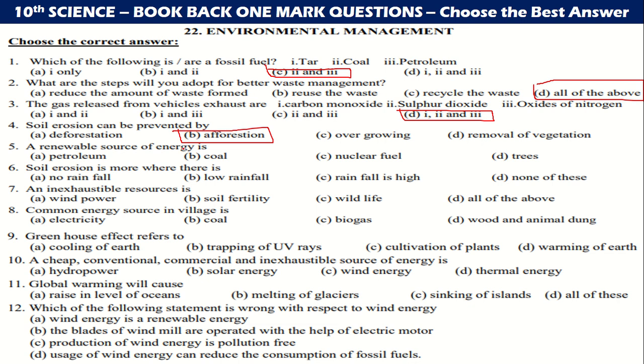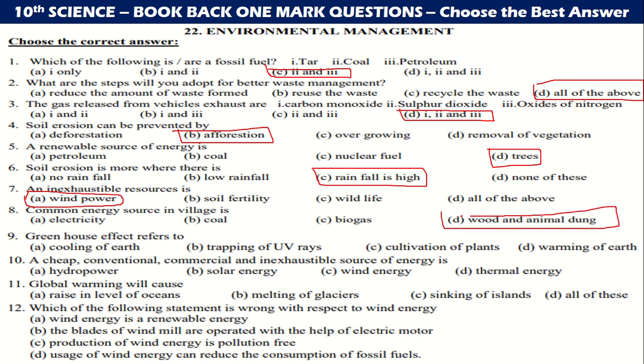A renewable source of energy is trees. Soil erosion is more where rainfall is high. An inexhaustible resource is wind power. Common energy sources in villages are wood and animal dung.